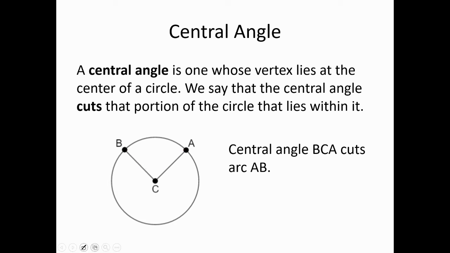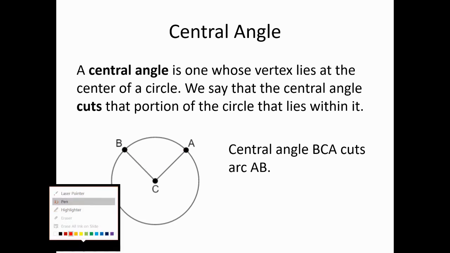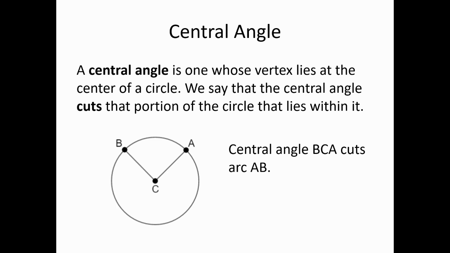If you have a central angle, then of course a portion of the circle lies inside of that central angle, which is an arc. So in this case, arc AB lies within central angle BCA. We say that this is the arc that is cut by the central angle.